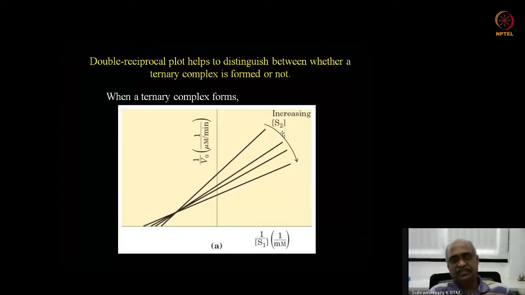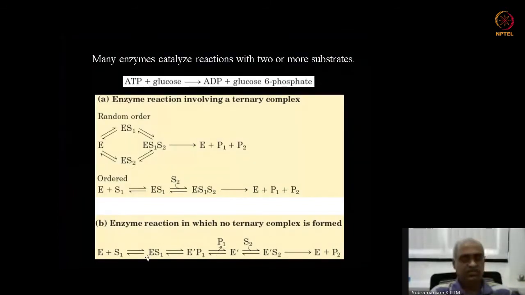In this particular direction, the substrate 2 concentration has been increased. So increasing the substrate concentration has reduced the slope here, meaning Km by Vmax, which is the slope. Km by Vmax equals the m in that equation that we saw two days ago. So this indicates that the presence of the second substrate affects the Km as well as the Vmax, because this also changes. And these non-parallel lines indicate ternary complex formation. And in a case where the presence of substrate 2 has no consequence on E binding with S1, because only E prime can bind S2, S2 concentration is not going to affect this.